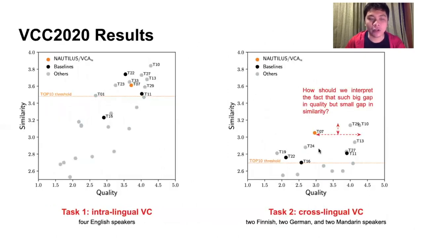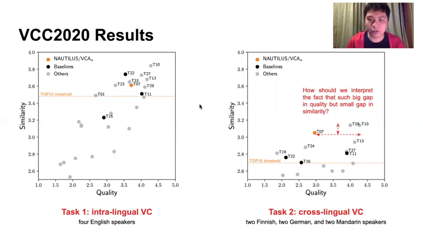We will look at the results of the challenge before I go into detail about our work. For task one, with the English target speaker, you can see that our system is among the top 10 with the highest similarity. The quality is moderate, but not the best.